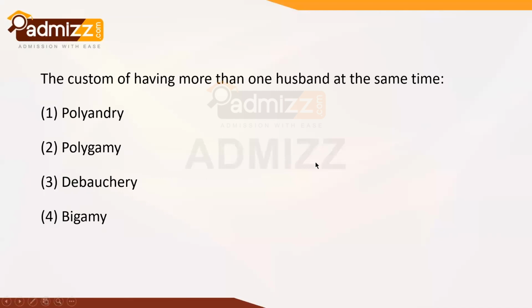Yep, you guys guessed it correct. It's polyandry. Andry in general symbolizes a male figure. Polygamy means the custom of having more than one wife at the same time. Debauchery means addiction to sex, gambling, alcohol, or things of that nature. And bigamy means the custom of having two wives at the same time. So polyandry is the correct answer.